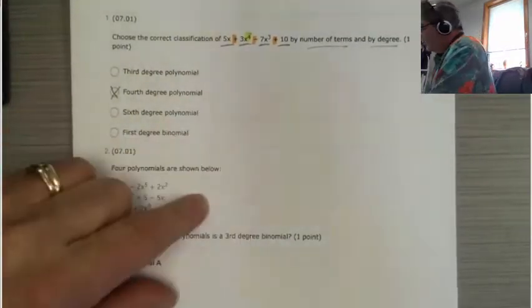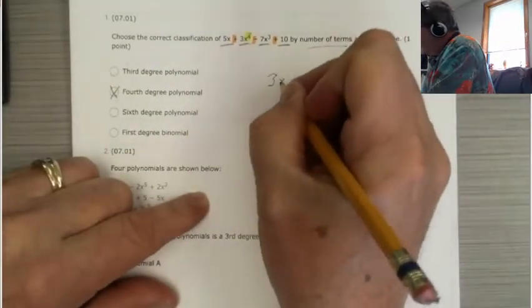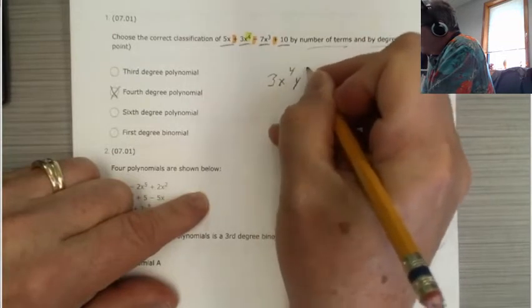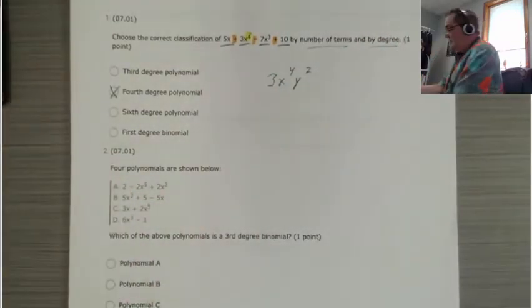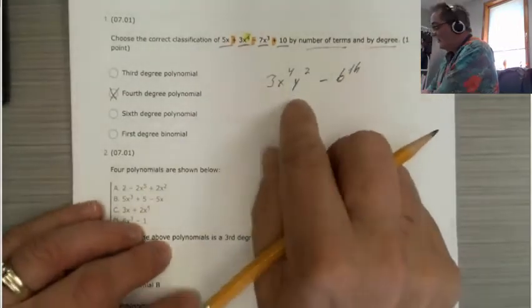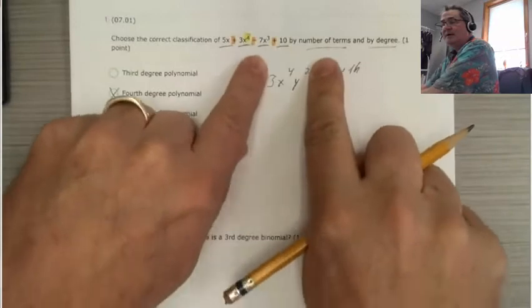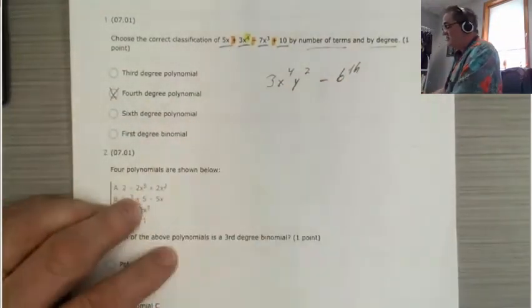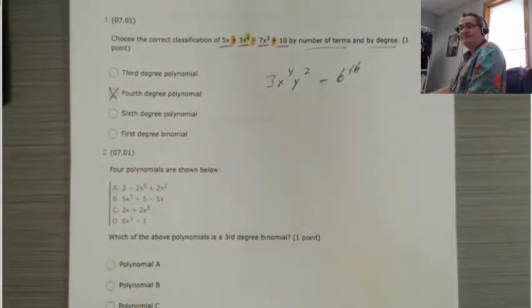Remember, if you're talking about terms, if this was 3x to the fourth y squared, that would make it a sixth degree, right? Because you've got to add them together if they're in the same term. And they're in the same term. But this just has x, so this is a fourth degree.